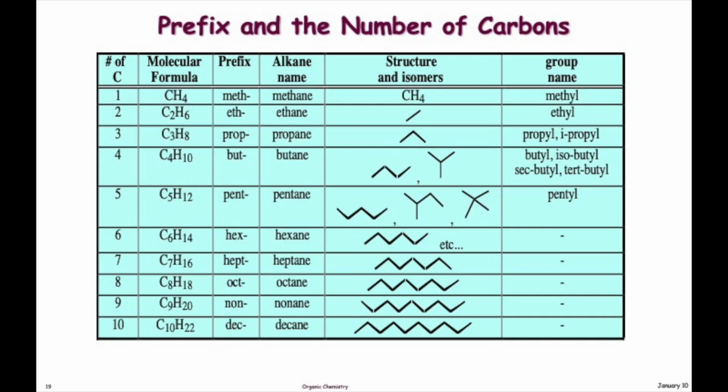This is an important chart because it tells you the prefixes up to 10. Okay? Dec is 10, non is 9, oct is 8, hep is 7, hex is 6. Okay? Many isomers.